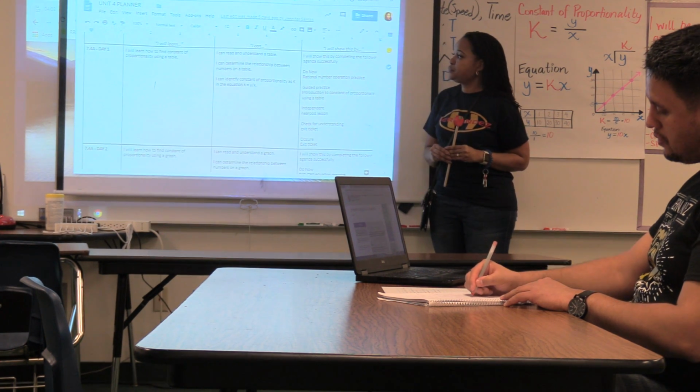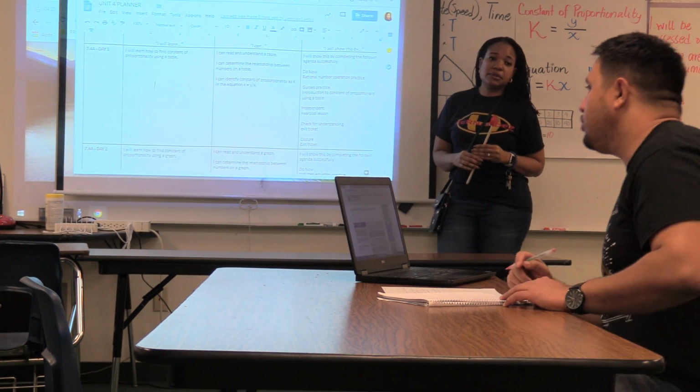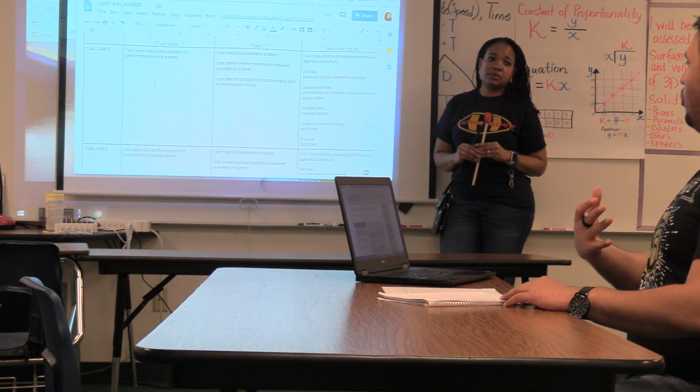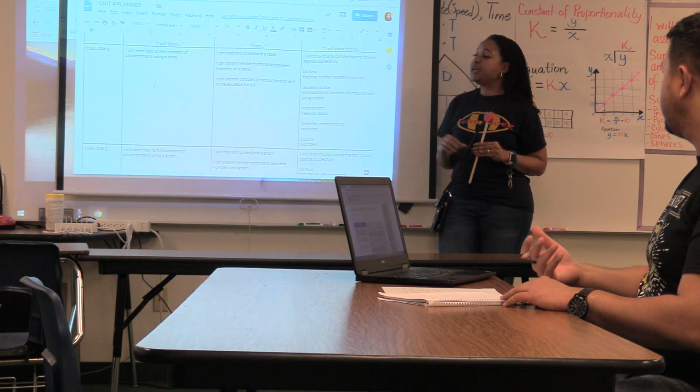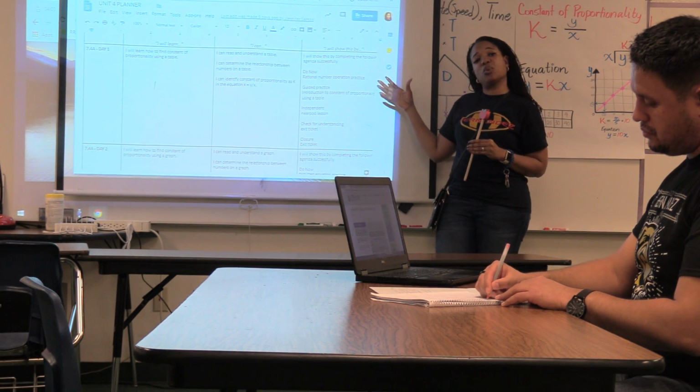Okay. So do you use any sort of manipulatives within your exit ticket, or is that within the actual lesson itself? We use the manipulatives more within the lesson.